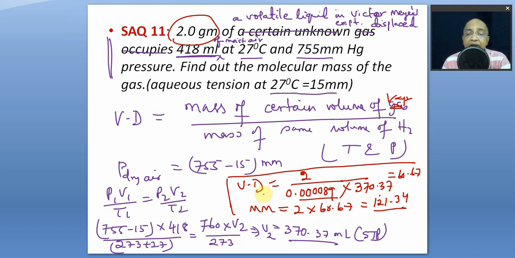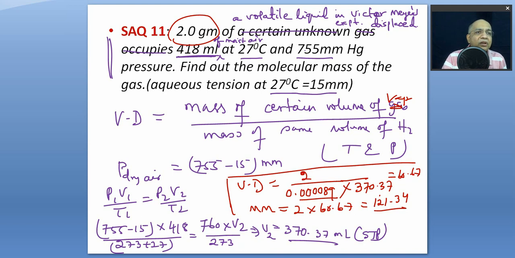You could have bypassed the Vd method. You would have used the gram molar volume method. It means if 370.37 milliliter at STP weighs 2 grams, then 22,400 milliliter will weigh how much? We will be doing the GMV method in our molecular mass program. But since it is Victor Meyer's method, it is definitely looking good if we first find out Vd and then multiply by 2.